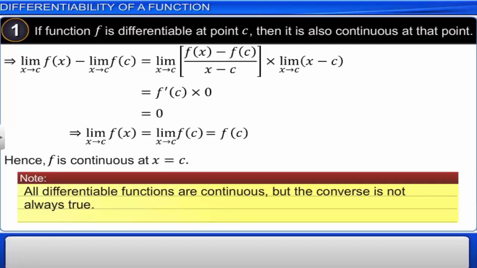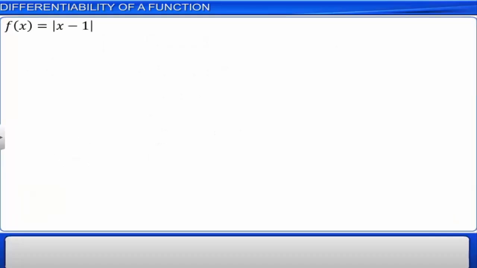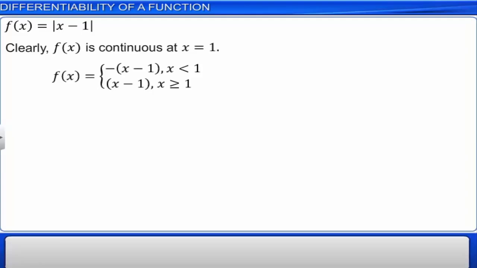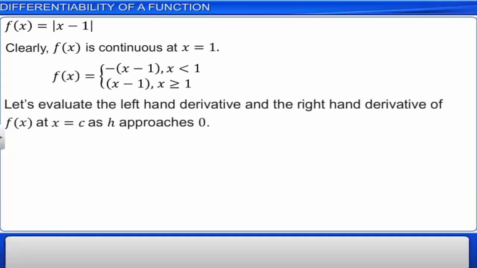Let's verify this with the help of an example. Let's look at the function defined by f(x) = |x - 1|. Observe that this function is continuous at x = 1. The given function can be written as shown. Now, to check the differentiability, we have to first evaluate the left-hand derivative and the right-hand derivative at c = 1 as h approaches 0.